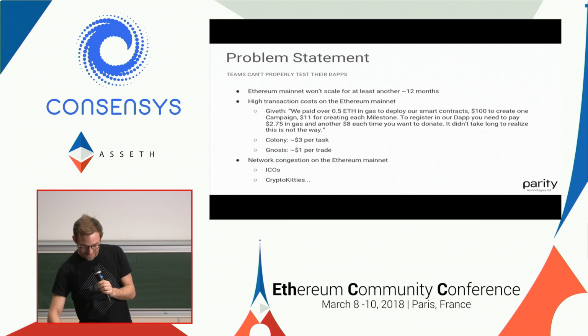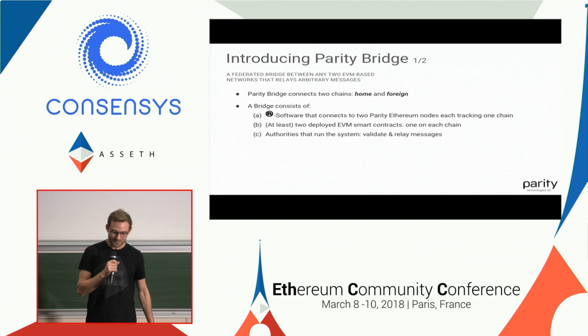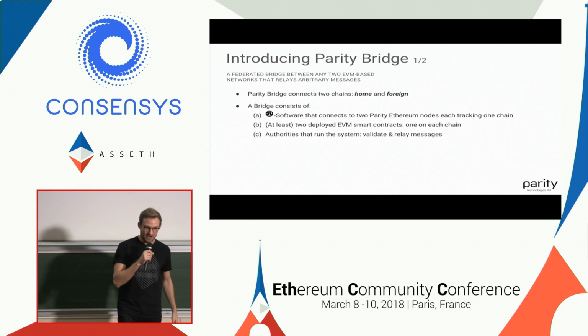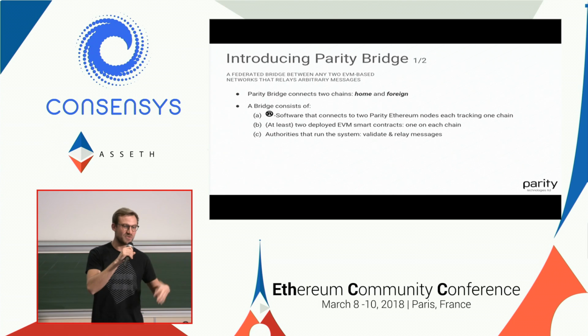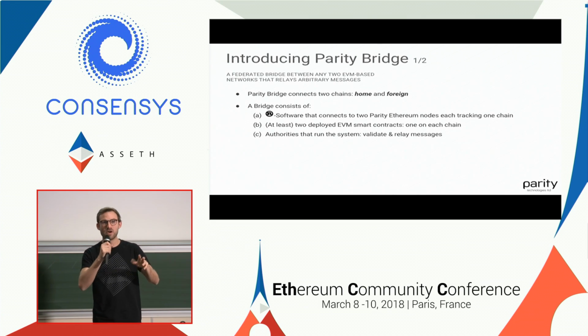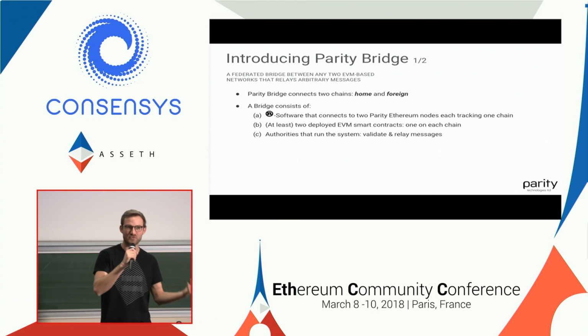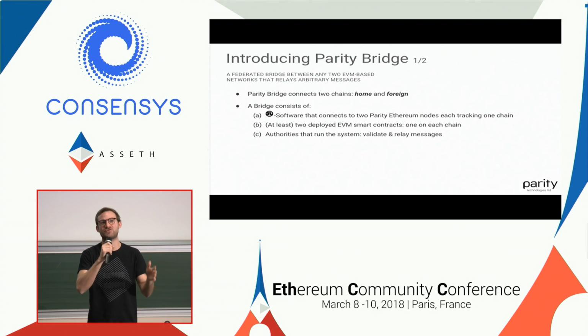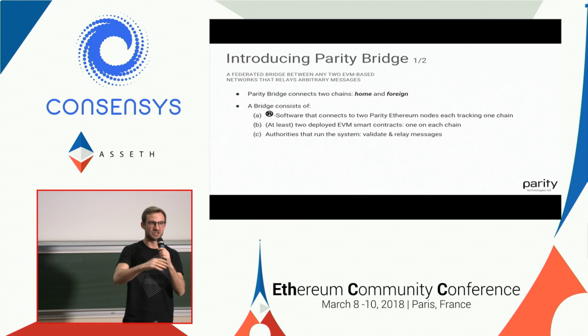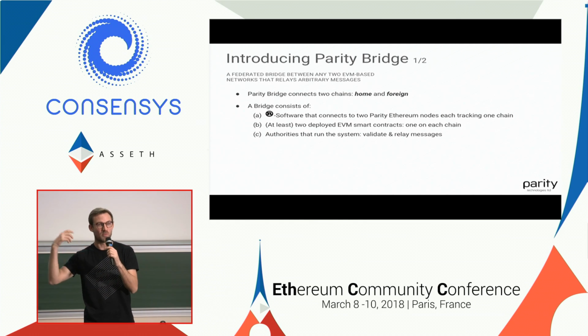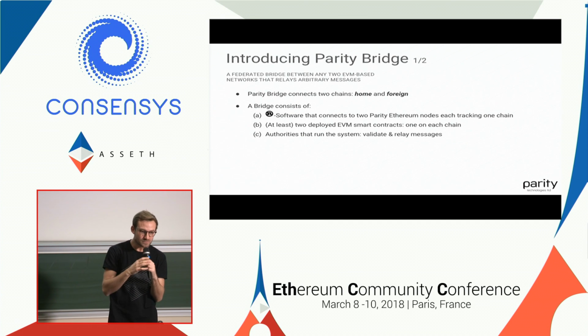So, what can we do? Parity Bridge, what is that? Parity Bridge is a federated bridge between any 2 EVM-based chains, networks, that relays arbitrary messages from one chain to the other. It connects 2 chains, and we call them home and foreign.